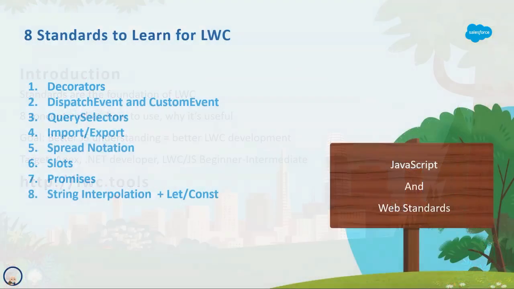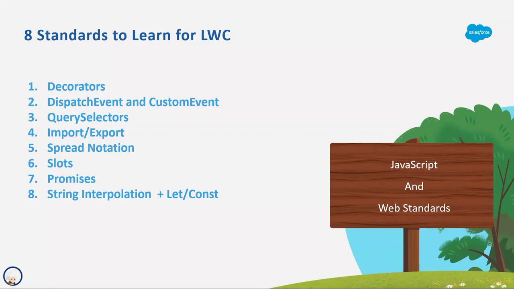All right, so these are the topics that we're going to go over today: decorators, dispatch event, custom events, query selectors, import-export, spread notation, slots, promises, and string interpolation. These are the JavaScript standards that we're going over. If you know these already and have been doing these, now is a good time to go out, because this is all we're going to go over. Anybody need to leave? OK, perfect.